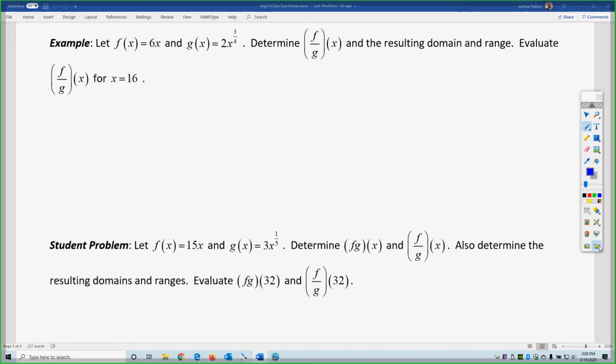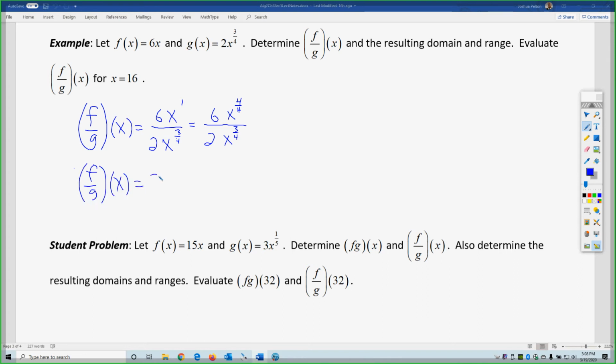Okay, so in this case we have f divided by g of x. So we have 6x to the 1st power over 2x to the 3/4 power. So this looks like a quotient rule, correct? So we need to make common denominator, 6 over 2. So that's x to the 4/4 over x to the 3/4. So f over g of x equals 6 divided by 2 is 3. Quotient rule over exponents says subtract, so 4/4 minus 3/4 is 1/4. Okay, so 3x to the 1/4.